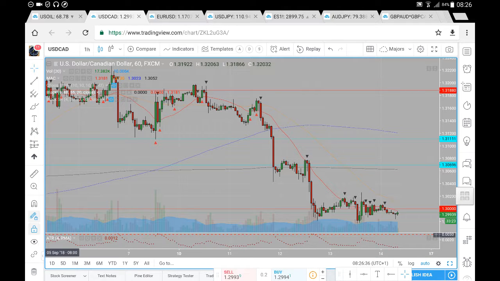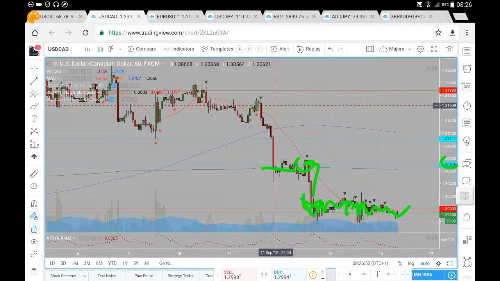So this is the US dollar CAD analysis for Friday the 14th of September. Now let's have a look at prices and where prices may like to go. Previously we saw prices break down from this 130.69. We've had prices come down towards this 130 here and currently oscillating around this 130 on the US dollar CAD.